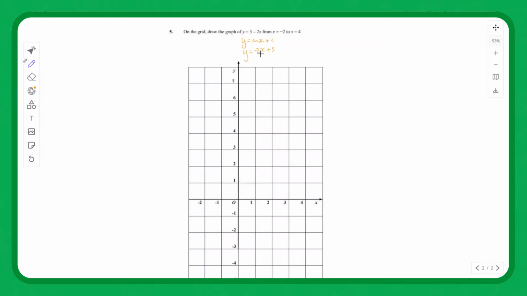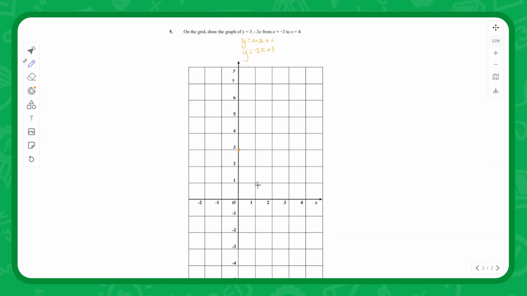And all of a sudden, we can see exactly what's going on here. So I know my gradient is going to be minus 2, and my y-intercept is going to be 3. And so I know my line has to pass through that point there on the graph, has to pass through y equals 3. And the gradient tells me that if I go along 1 in the x direction, I've got to go down by 2 in the y direction.